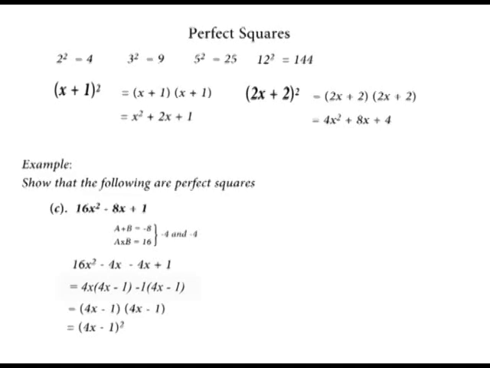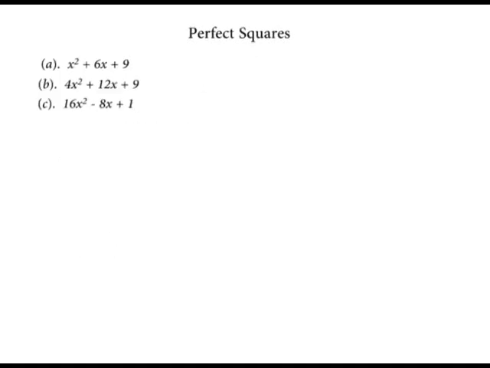Consider the perfect squares we just had: x squared plus 6x plus 9, 4x squared plus 12x plus 9, and 16x squared minus 8x plus 1. In a perfect square, the product of the leading coefficient a and the constant term c equals the square of half the linear coefficient b. That is, a times c is equal to (b over 2) squared. If we expand that, we have a times c is equal to b squared over 4.